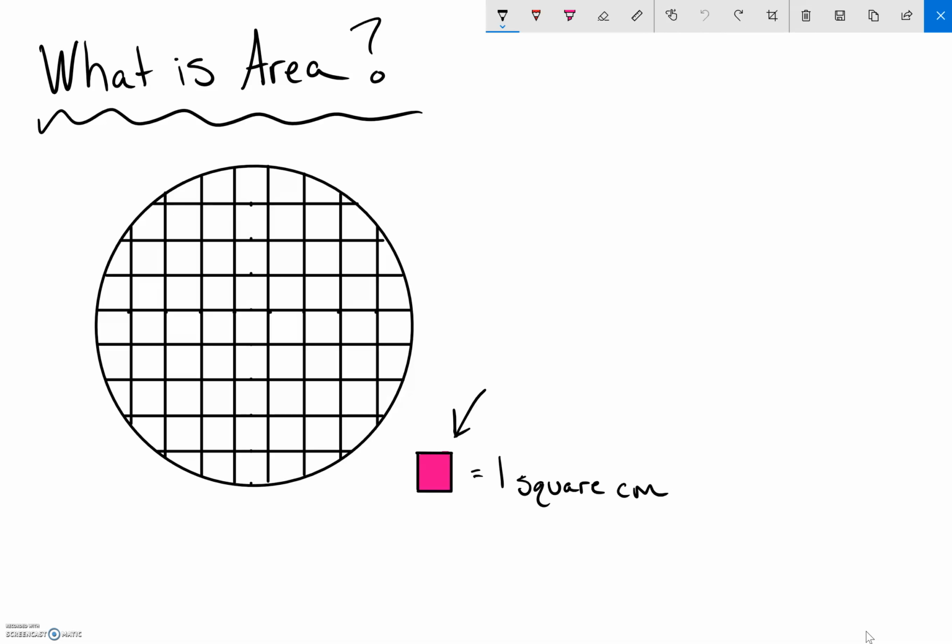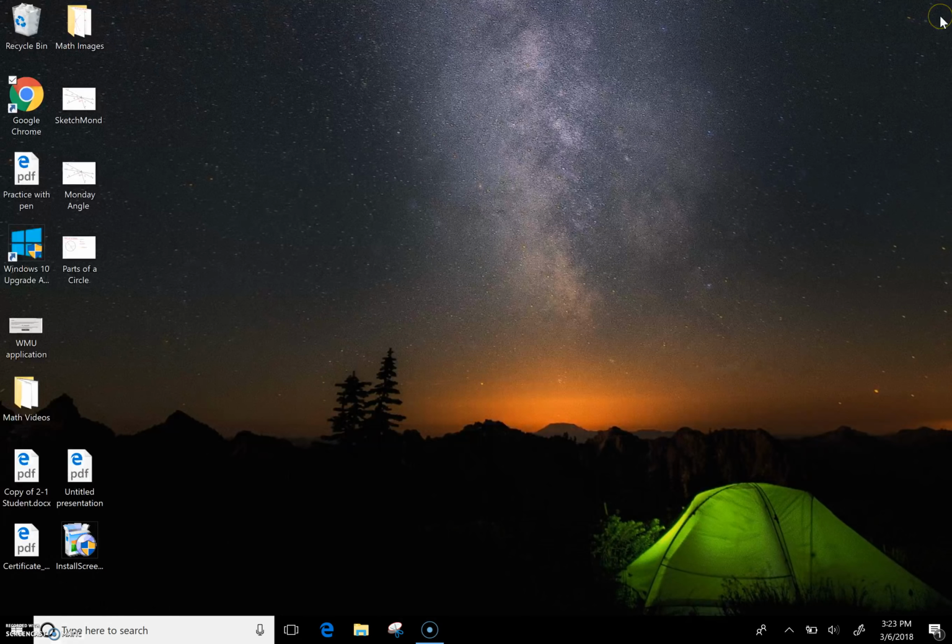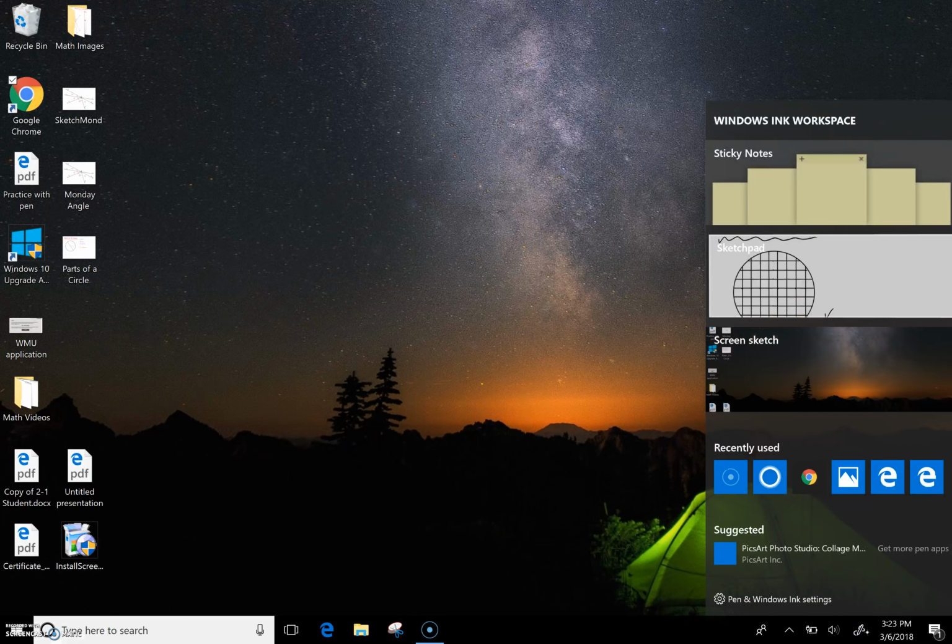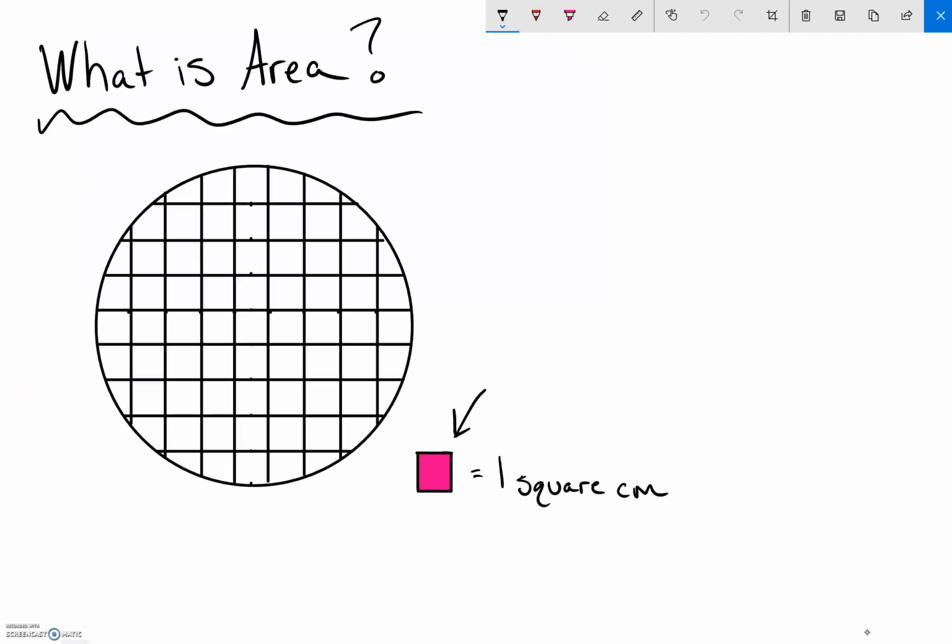Let me count up the squares in a quarter of this circle. So roughly in a quarter of the circle, let's count up a quarter of the squares. 1, 2, 3, 4, 5, 6, 7, 8, 9, 10, 11, 12, 13, 14, 15, 16, 17, 18.